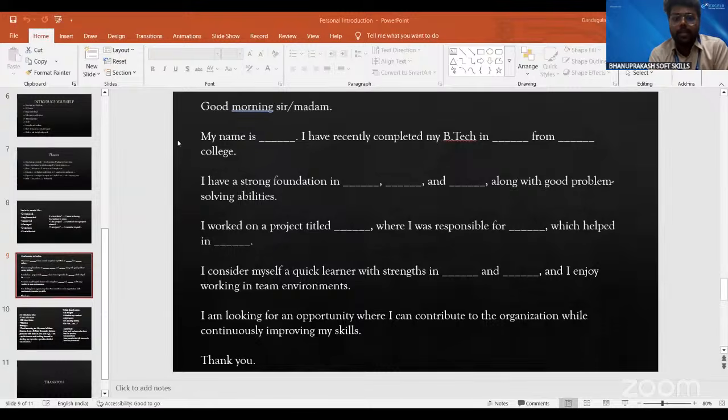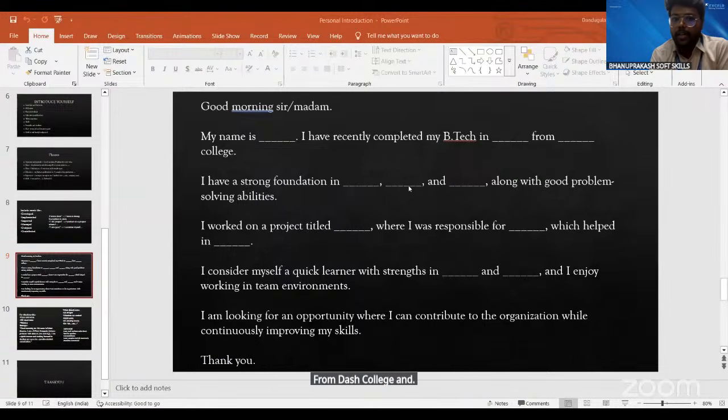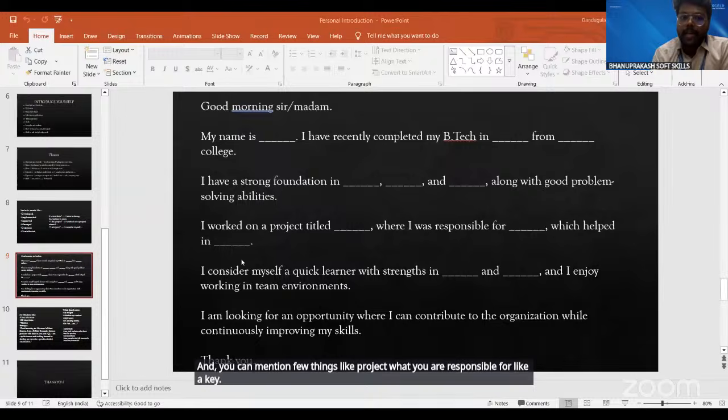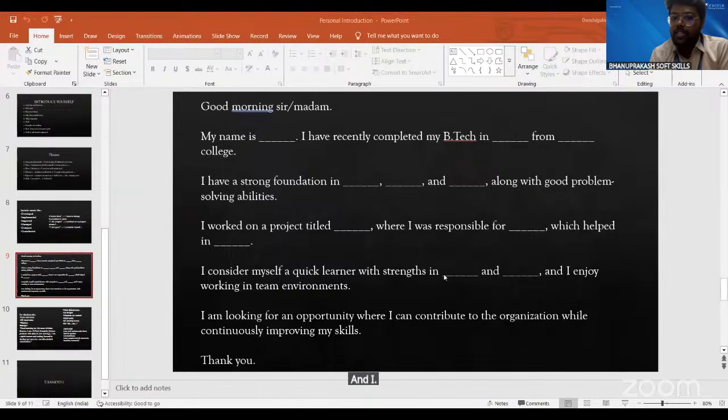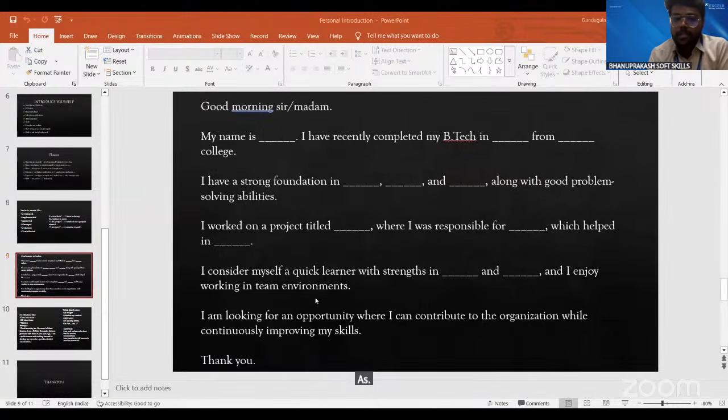Yes, here you can see one reference. My name is, and I have recently completed my BTech in Dash from Dash College, and I have a strong foundation in, and here you can mention the skills. I worked on a project titled, and I was responsible for, and you can mention a few things like what you are responsible for, keywords. And I consider myself a quick learner with strengths. You can mention the strength, and also I enjoy working in a team environment, as that is related to the soft skills part.